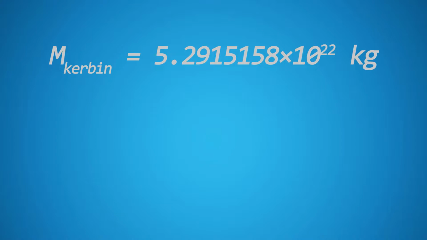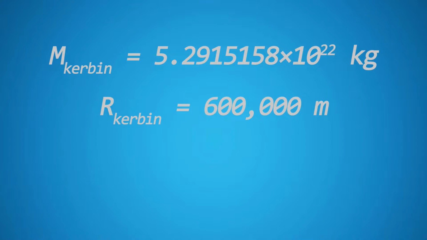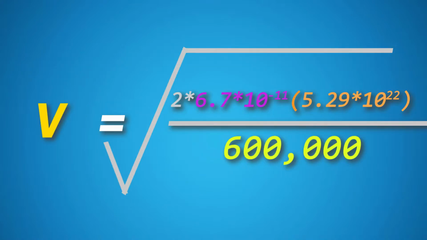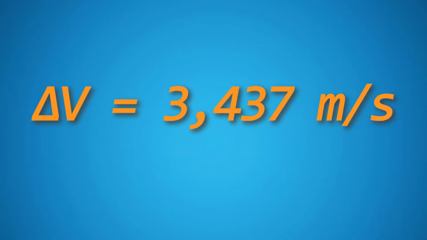Now, it's time to plug in some numbers. First, we need to know the mass of our planet Kerbin. Luckily, we already know that. How? Don't ask. Next comes our radius r, or the distance from the surface to the center of mass. And finally, we already know G, that's the gravitational constant. If we plug all that in, that then leaves us with a resultant delta v of 3,437 meters per second. Wow, that's fast. Alright, it's rocket time.